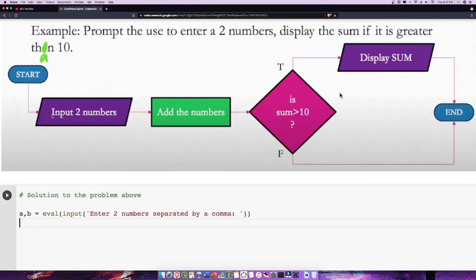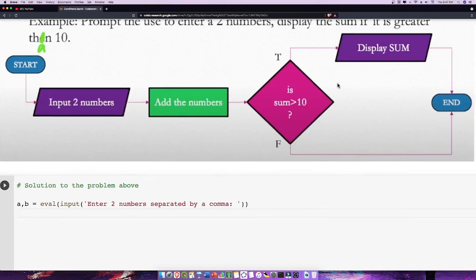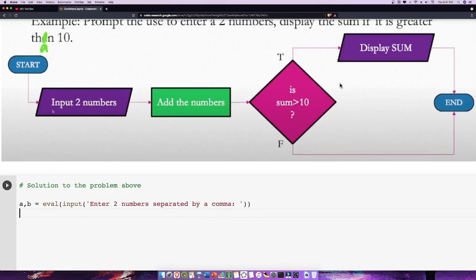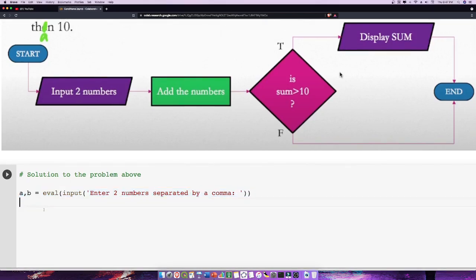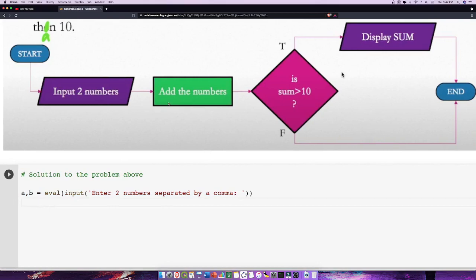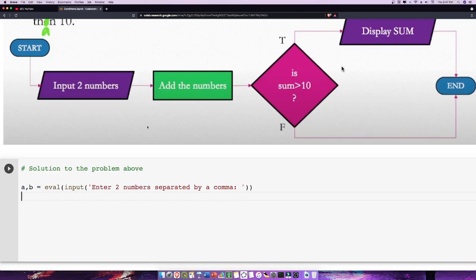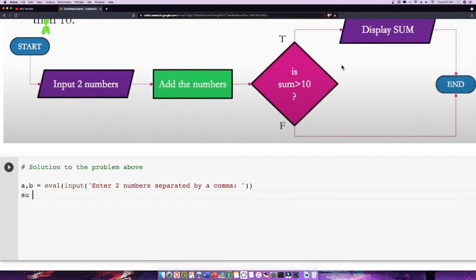Now, this is actually what happens in the input block. If you will notice here, input two numbers. This is how I read the values of the numbers and store them to A and B. Now the next block will be the process block. According to the process block, we are going to add the numbers. We don't have a variable here, so I will just say sum, that is the sum of two numbers is equal to A plus B.